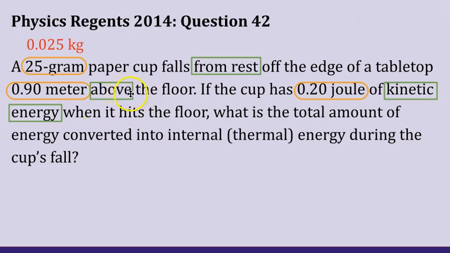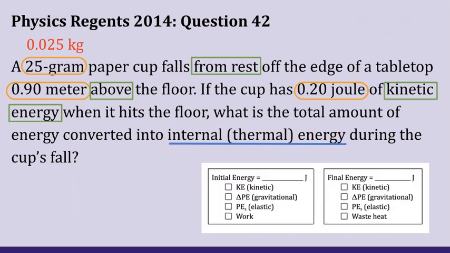Since there is originally a height of this object, that means that it originally does have gravitational potential energy. And then I put a box around kinetic energy because that's what they're telling me with this 0.20 joules, and I think that will be useful. They're asking me to calculate the internal or thermal energy.